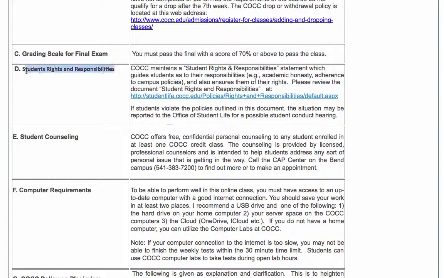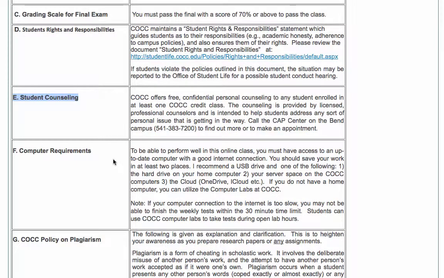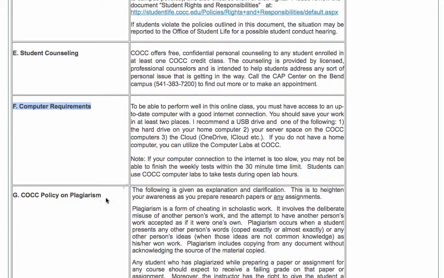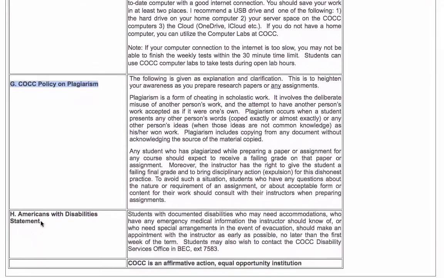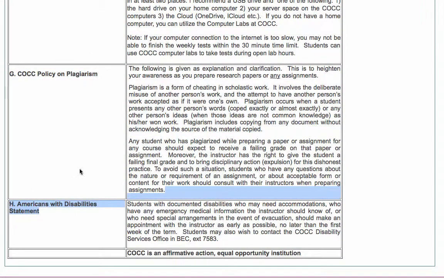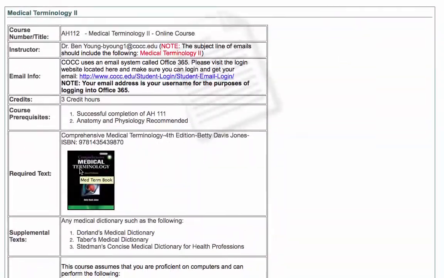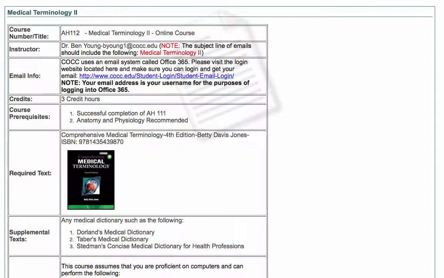The student rights and responsibilities we put on all COCC syllabi. Student counseling is available to us free of charge, so keep that in mind. The computer requirements for taking a test online, very important. Here are some descriptions about plagiarism and then an Americans with Disabilities statement. Okay, so that is the syllabus.